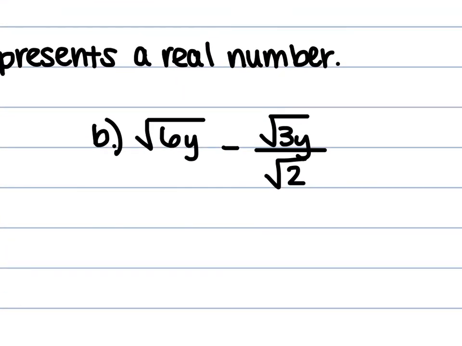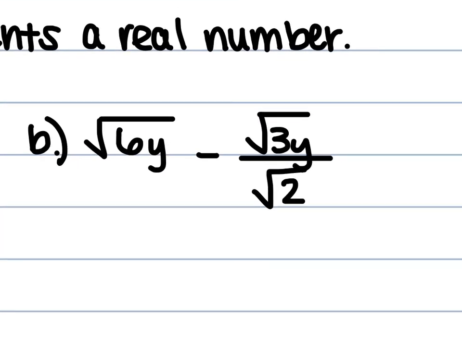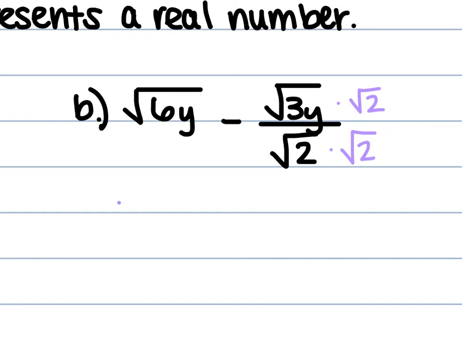For B, we have the square root of 6y minus the square root of 3y over the square root of 2. So in order for us to have like denominators to subtract these two, we first have to get rid of that radical of 2 in our denominator. So we're going to first multiply top and bottom here by the square root of 2 of that second fraction. This is going to leave us with the square root of 6y minus the square root of 6y over 4. That 6y that we first started with has a denominator of 1 right now. So actually, this is 2. I'm sorry. This is 2. There we go. This is 1.